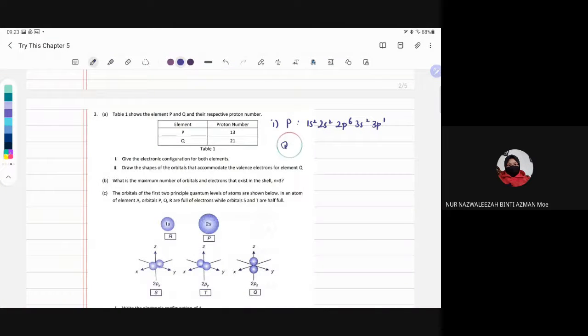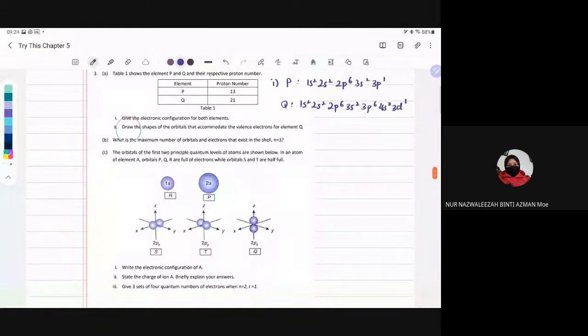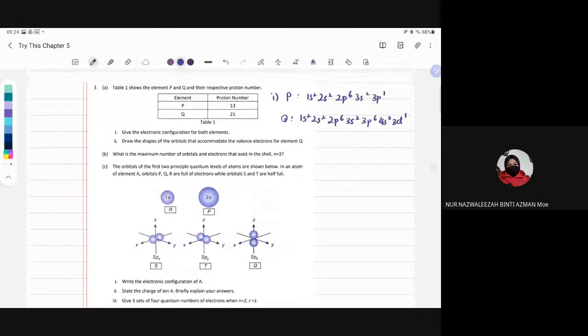And then untuk Q pula, 1s2, 2s2, 2p6, 3s2, 3p6, 4s2, 3d1. Okay, so this would be the Q punya electronic configuration. So this point here you must get it correct lah. Kamu sepatutnya dapat betul. Now the next question. Draw the shapes of orbitals that accommodate the valence electrons for element Q.